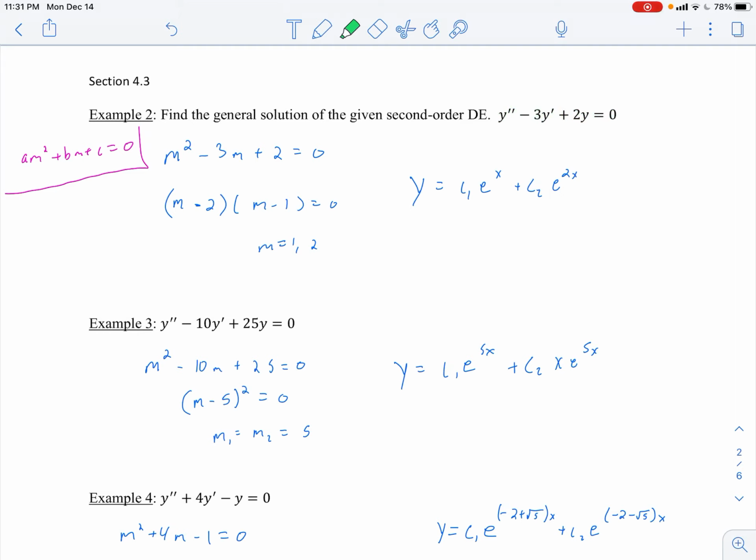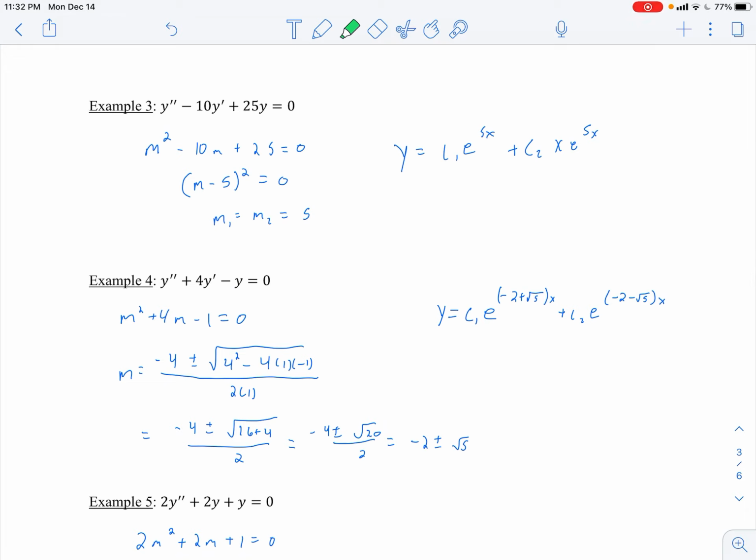Because I have constant coefficients, I put into the auxiliary equation where a is 1, b is negative 3, and c is 2. Now I'm going to go ahead and factor that. When I factor that, I get m minus 2 times m minus 1 equals 0. So my two factors, set those both equal to 0, and I get m equals 1 and m equals 2. So then I plug into my general solution, c sub 1 e to the x plus c sub 2 e to the 2x.